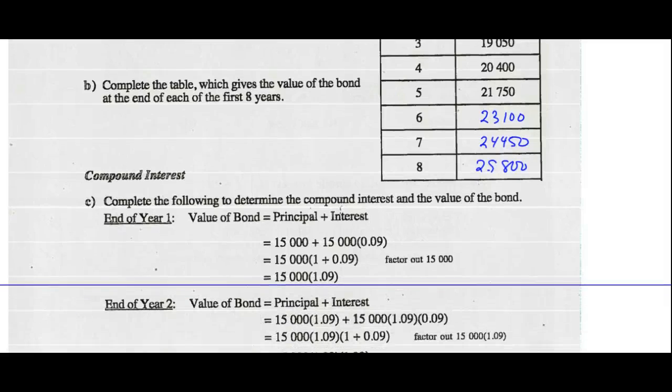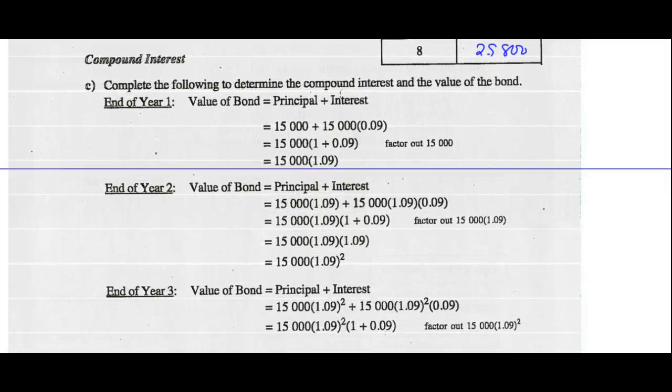Well, how's that compare to compound interest? Complete the following to determine the compound interest and the value of the bond. So in year 1, the value of the bond is the principal plus the interest. So we start with the principal of $15,000, and we learned how to find the interest, 15,000 times the rate, 0.09. Well, if I factor out 15,000, 15,000 divided by 15,000 is 1, and 15,000 times 0.09 divided by 15,000 is 0.09. So if I add 1 plus 0.09, I come up with this value. And if you do that on your calculator, that turns out to give us the amount after year one, 16,350.